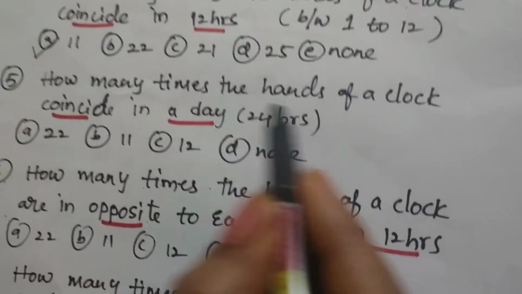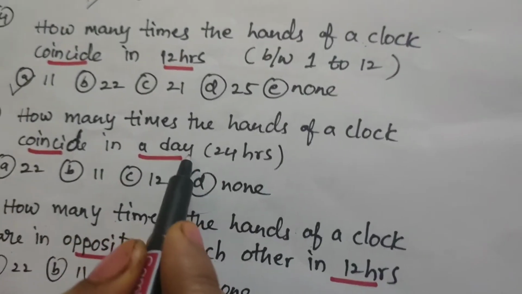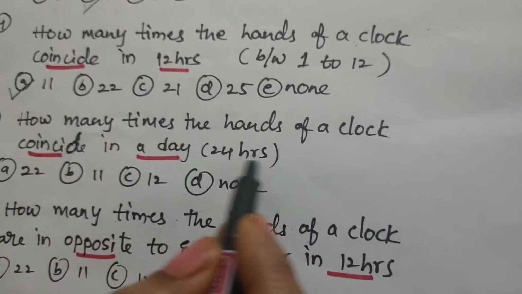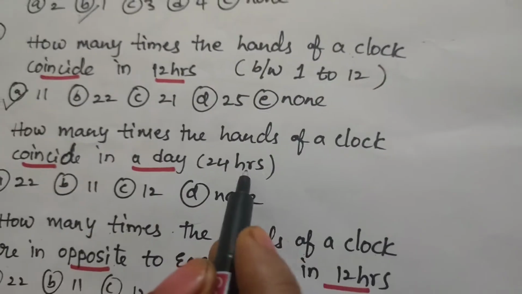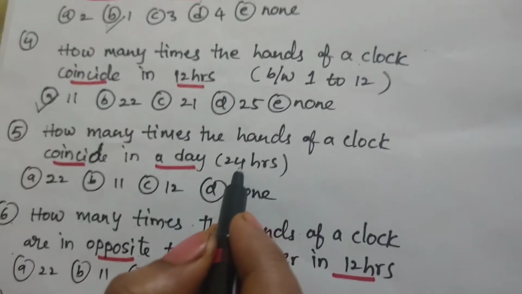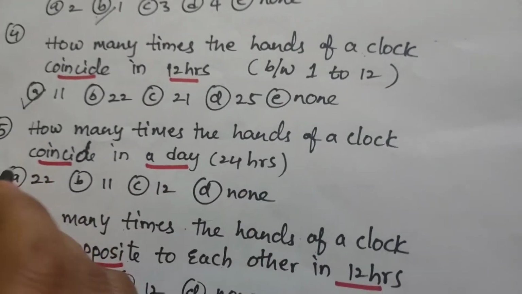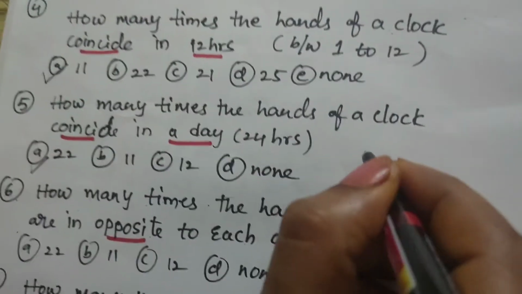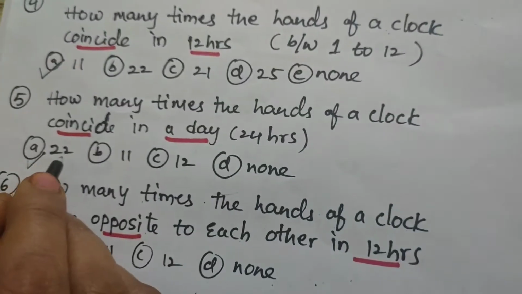How many times do the hands of a clock coincide in a day, that is in 24 hours? In 12 hours they coincide 11 times, so in 24 hours they will coincide 11 plus 11, that is 22 times.